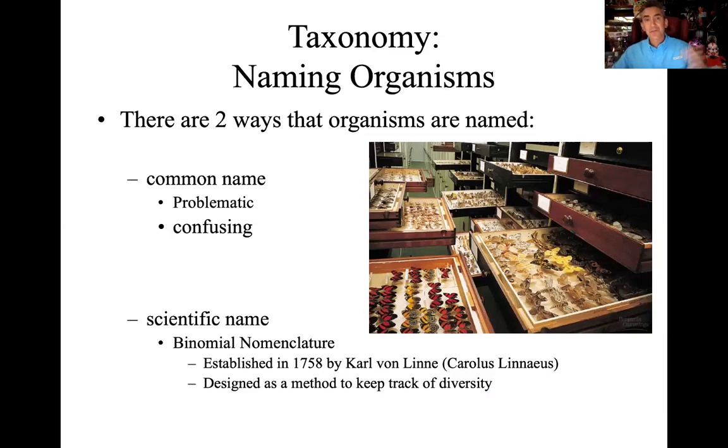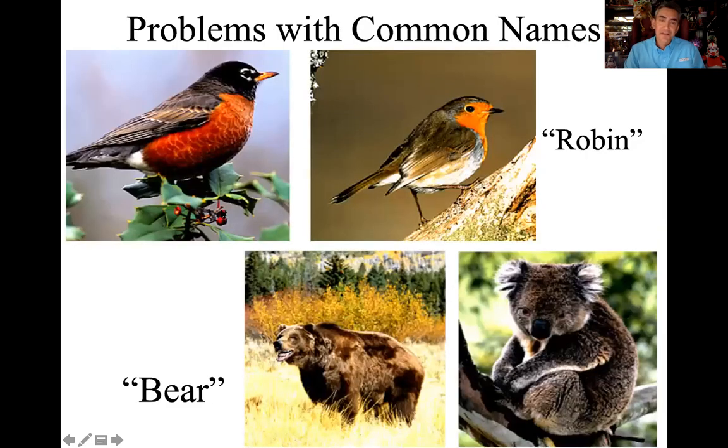Whoever was working in the museum, poor soul, had to keep track of all these specimens from all over the world, in different languages. It just started to become too overwhelming. There were too many problems, right? It was problematic and confusing. Let's say that in England you're talking about a robin, so they're talking about this little orange-faced, orange-cheeked bird.